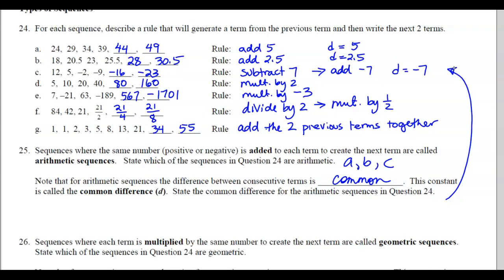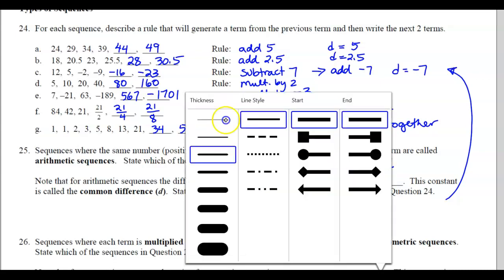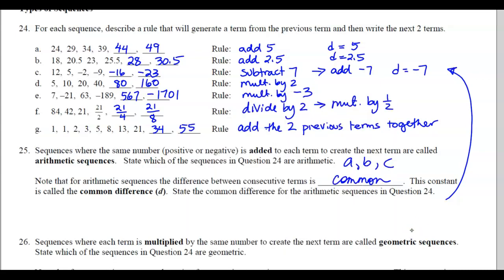Then sequences where each term is multiplied by the same number to create the next are called geometric sequences. State which of them are geometric. Maybe I'll change my color here. Okay, so where are we multiplying? So that's going to be D, E, and F.